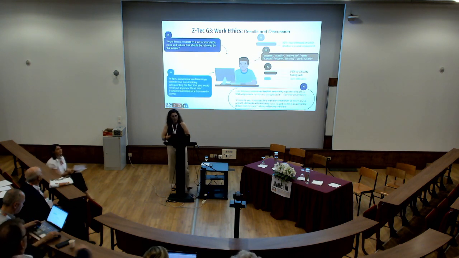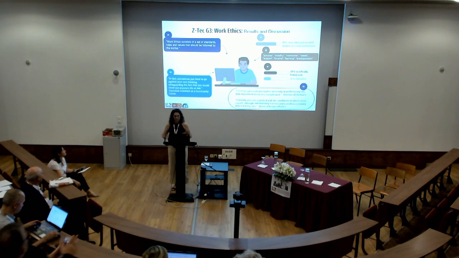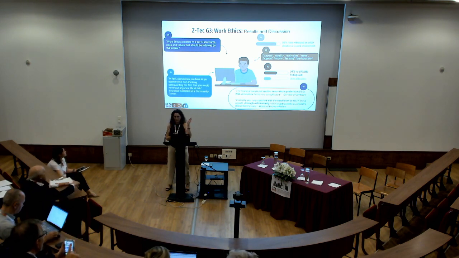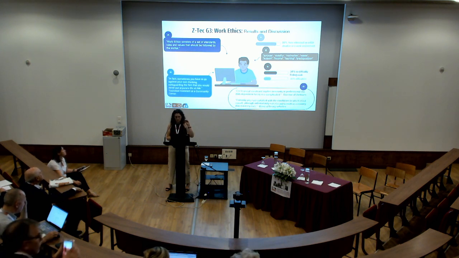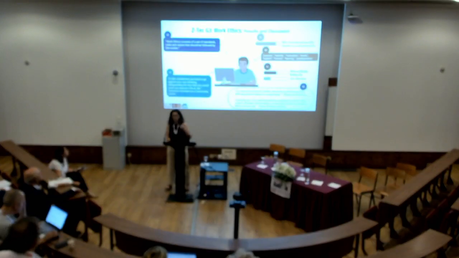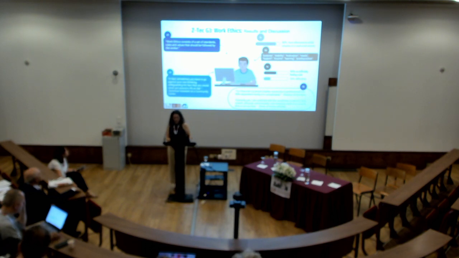Summarizing the results, work ethics consists of a set of standards, rules and values that should be followed by the worker. 80% have witnessed an unfair situation in the work environment. What does work mean to you? The people mentioned purpose, stability, motivation, needs, support, and learning predisposition. And 50% mentioned no difficulty finding a job.